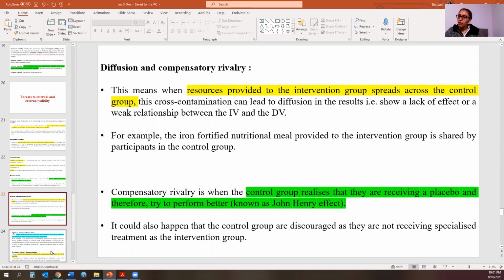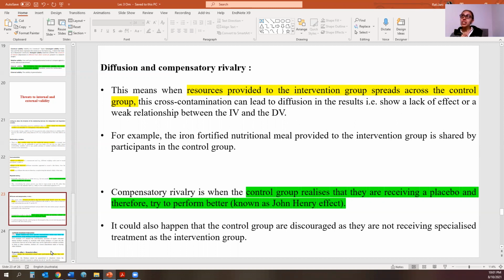This is going to weaken your effect size, this is going to weaken your results, and you cannot prove that your IV is causing your DV, and maybe you can't see any differences between the intervention and control group because everybody is having micronutrient supplementation in some capacity, okay, hidden or formal. So that's not nice. So what is a way around this?